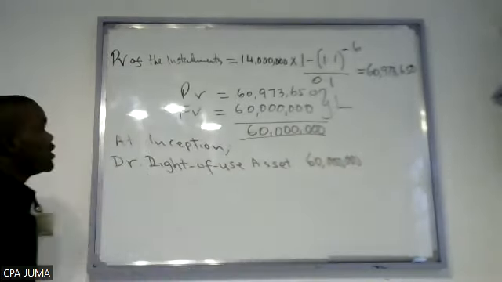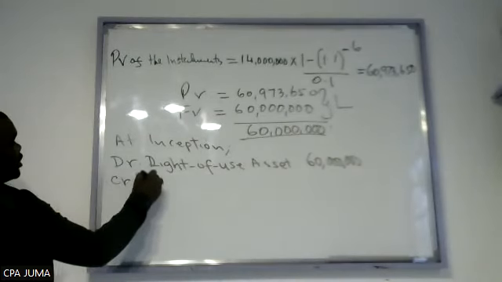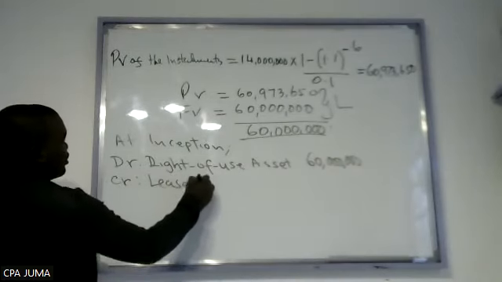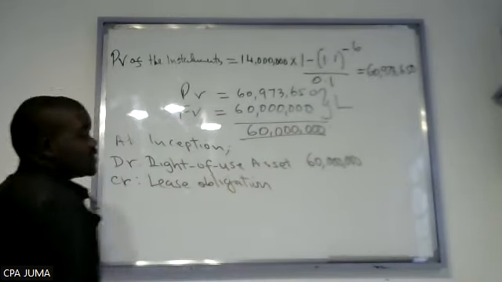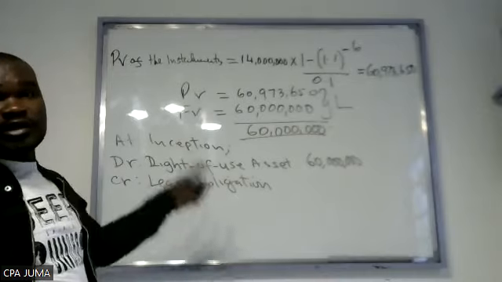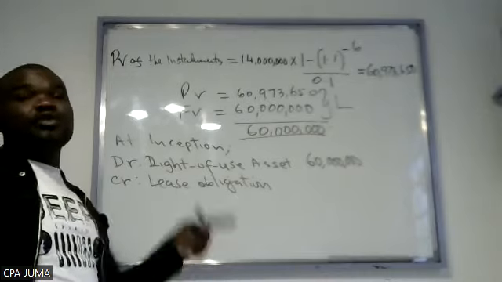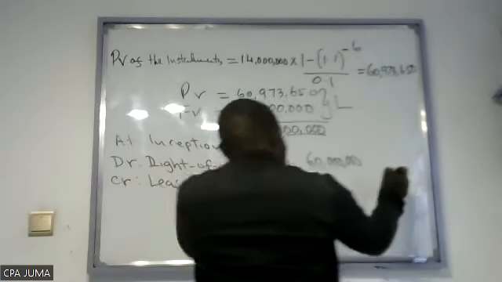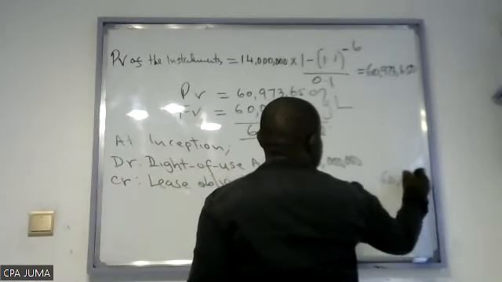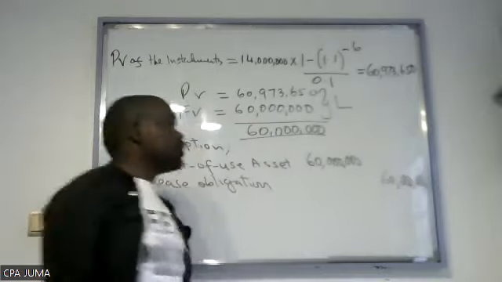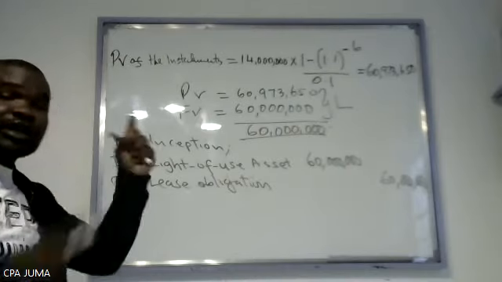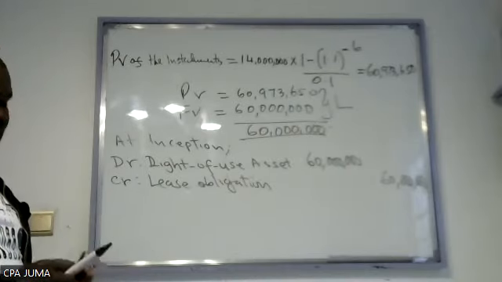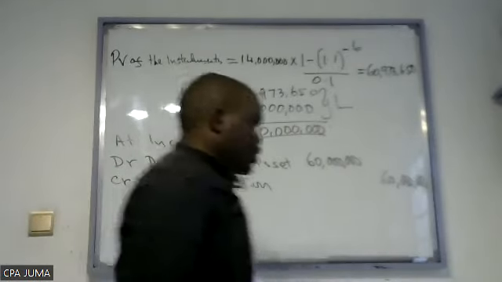Then you credit lease obligation. So your right to use this asset is to the tune of 60, and that 60, for you to use it, you will be paid. So you have an obligation also of 60. So at inception, that is the entry. That is the first entry you are supposed to make in the books.